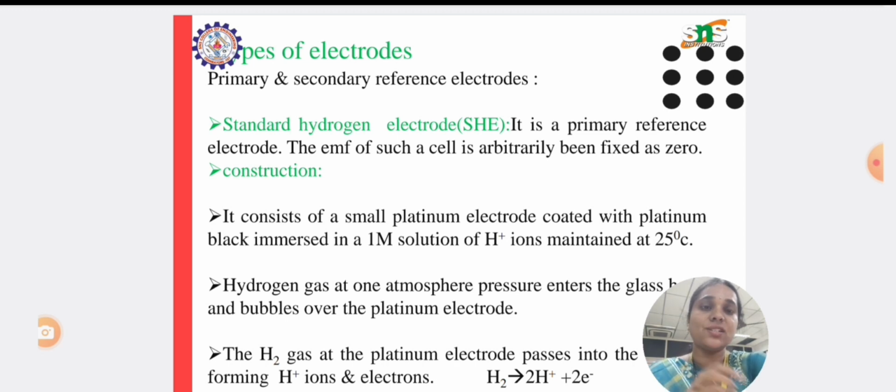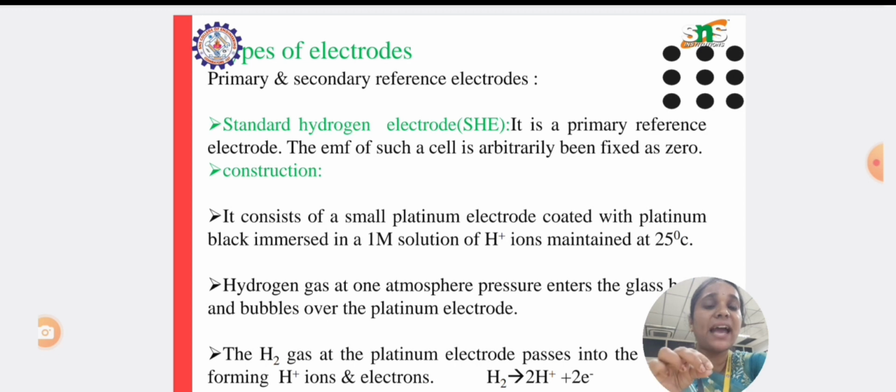Its construction is based on a platinum electrode coated with platinum black, and this electrode is dipped in a 1 M solution of hydrogen ions, that is HCl. Most probably for H+ ions it is HCl only, and this solution is maintained at 25 degrees Celsius. It is dipped in the 1 M HCl solution, and this setup is maintained at 25 degrees Celsius.